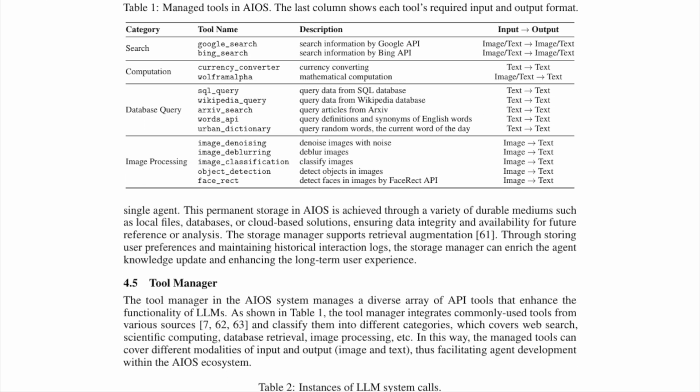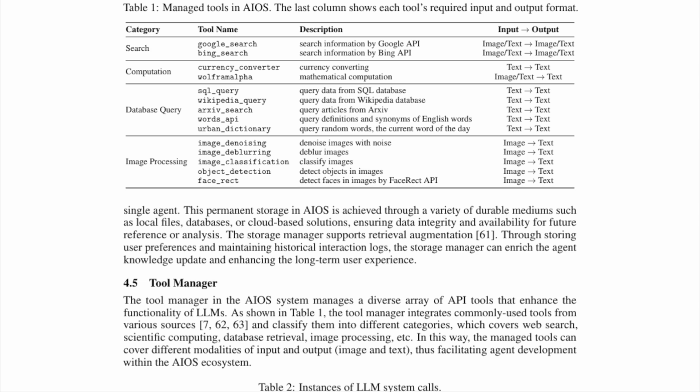Table 1. Manage tools in AIOS. The last column shows each tool's required input and output format. Category: search. Tool name: Google Search. Description: search information by Google API. Input: image or text. Output: image or text. Category: search. Tool name: Bing Search. Description: search information by Bing API. Input: image or text. Output: image or text.